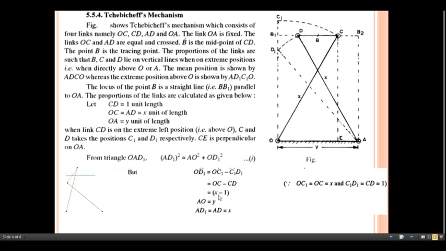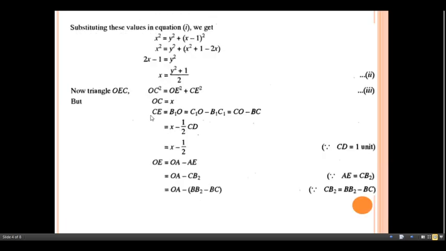Similarly, for OA, I already considered OA as Y. And what about AD1? If you look at the left side of the relation written here, AD1 is nothing but AD, because the same link moves towards the next point. So AD1 is nothing but AD, which we already considered as X. Okay, now proceed to the further part.